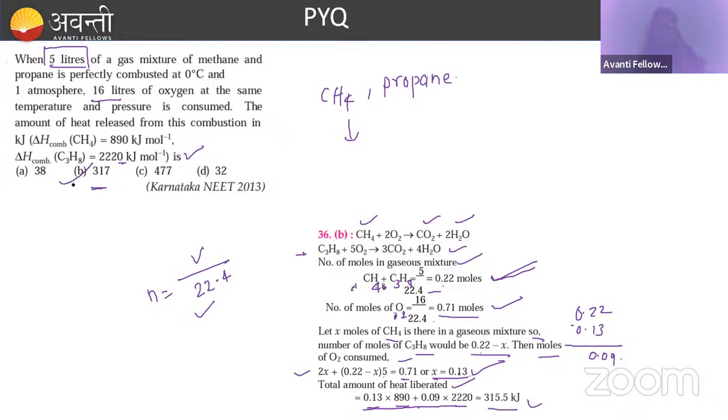So in this problem, you need to calculate the number of moles first, then assume that the number of moles for CH4 is X, and for the other quantity, propane, it is the total number of moles minus X, and then apply this equation to the given mixture and you will get the answer.